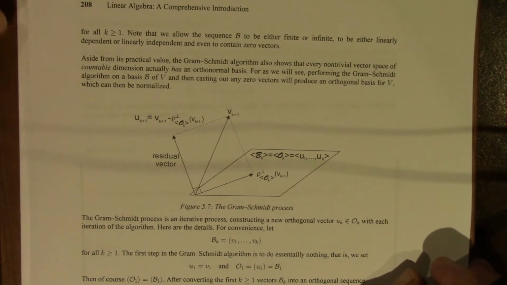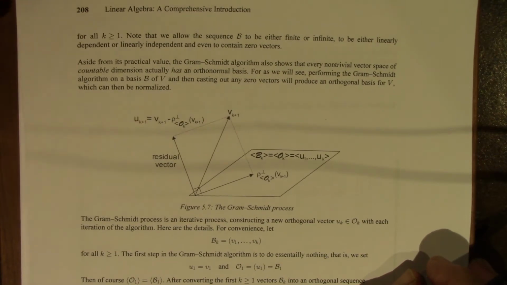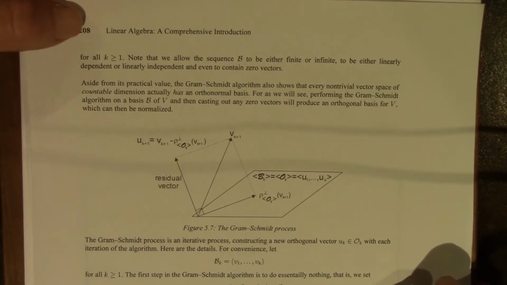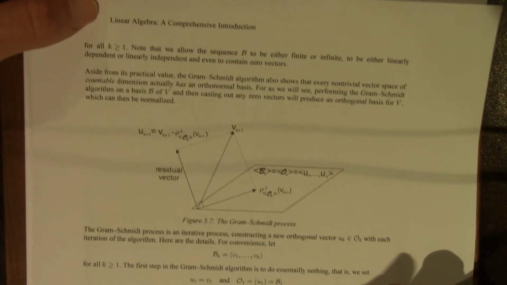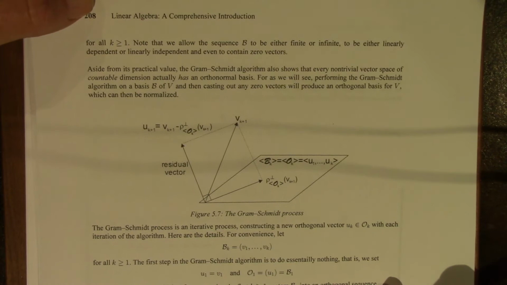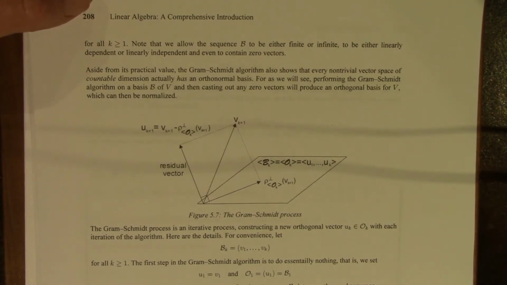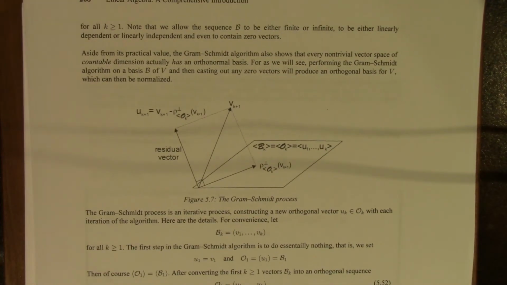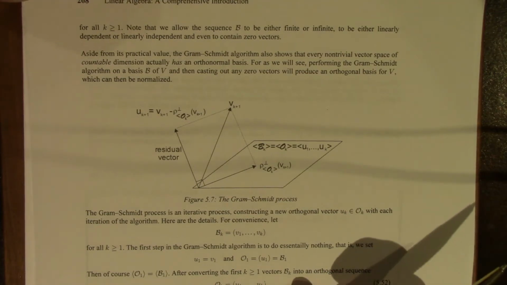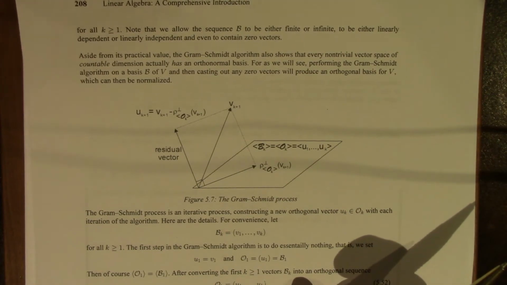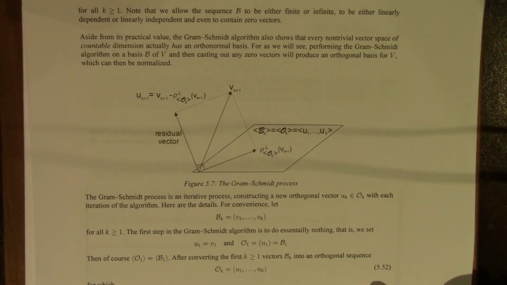As I said, the original sequence, B, can be finite or infinite. It can be linearly independent or linearly dependent. We don't care. It can even contain zero vectors. I think you'll find that in many treatments of this subject at the undergraduate level anyway, the original sequence is assumed to be linearly independent, but that is not required. The consequences are only slightly different if the sequence is not independent, and we'll discuss that.